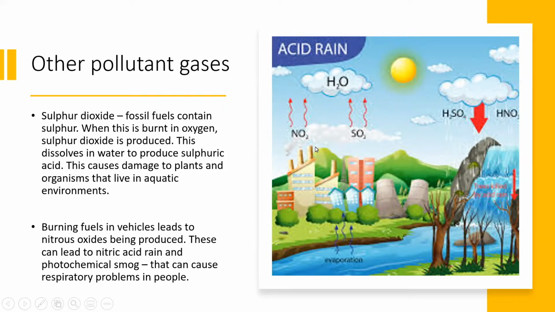Also, nitrous oxides, NO2, I think we saw earlier. So nitrous oxide can dissolve in water as well and produce nitric acid. And this obviously produces acid rain as well, and it can destroy plants and cause problems to aquatic environments, usually like lakes and rivers and things like that.